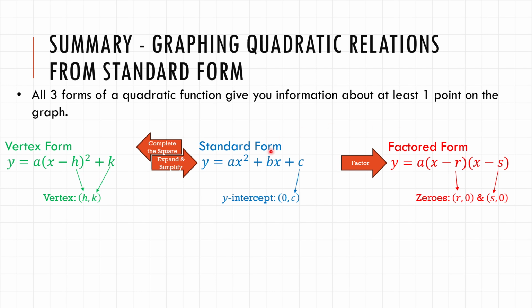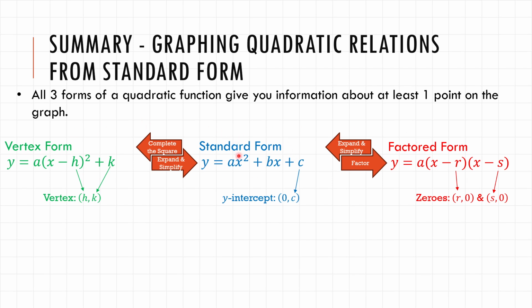And if we wanted to go back to standard form, if we had factored form, very simply, all we have to do is expand and simplify. So to turn to standard form, expanding and simplifying is always the method. Factoring and completing the square are much more involved and require many more steps, but that's how we would go from standard to vertex or standard to factored.